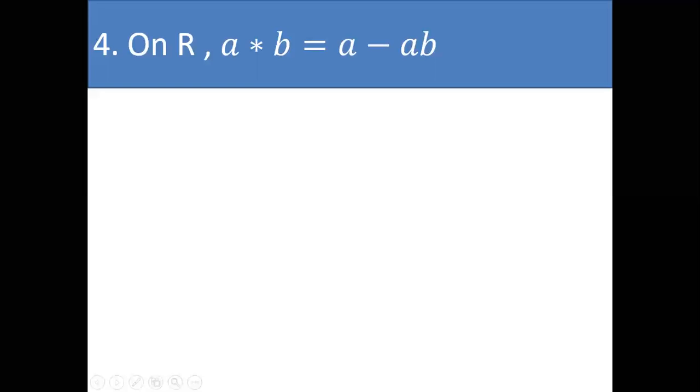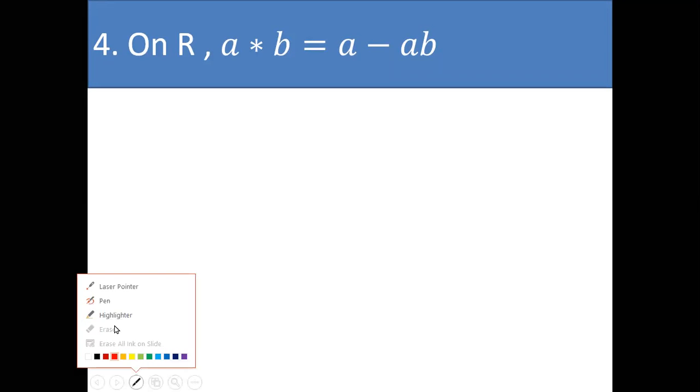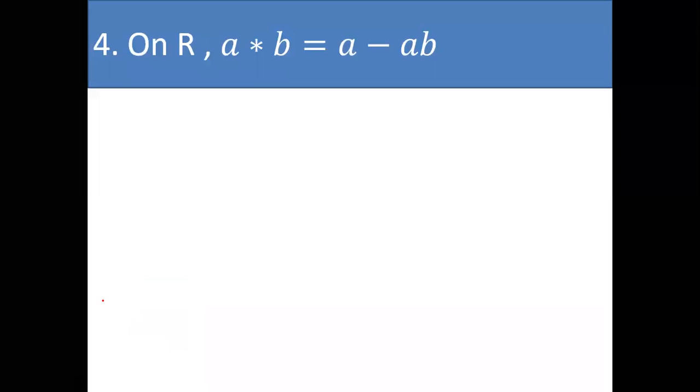We'll start with the next question, that is on set of real numbers. Okay, on set of real numbers, what they have given, how they have defined A star. A star B is equal to A minus AB. So clearly this is a binary operation.